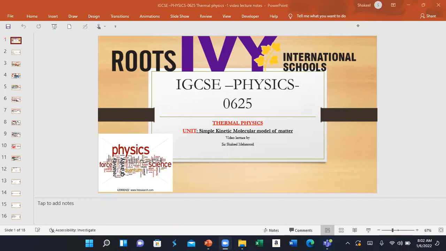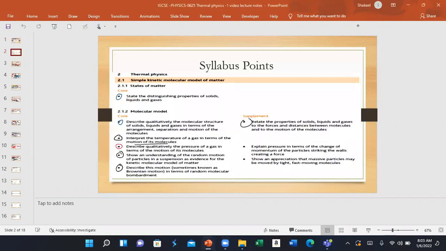Hello students, this is Shakil and today we are going to discuss the thermophysics topic from IGCSE Physics. Inside thermophysics, we have to study the simple kinetic molecular model for matter.